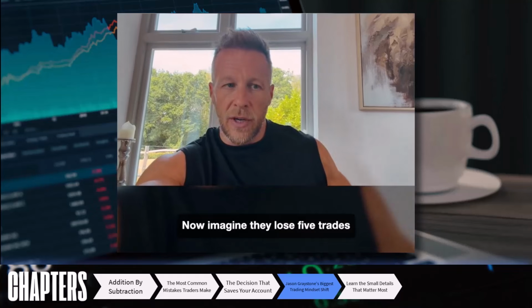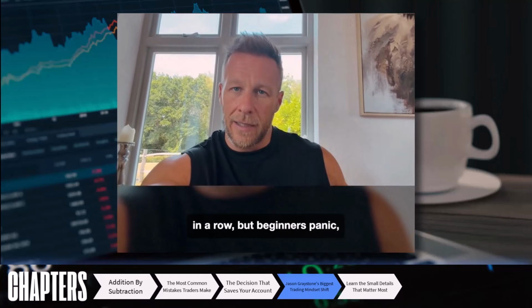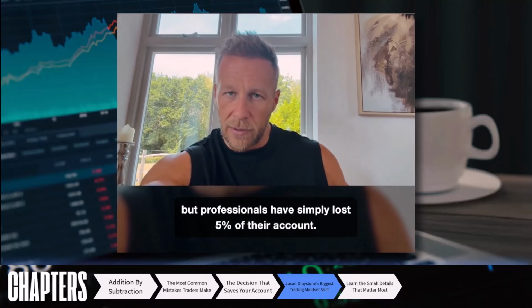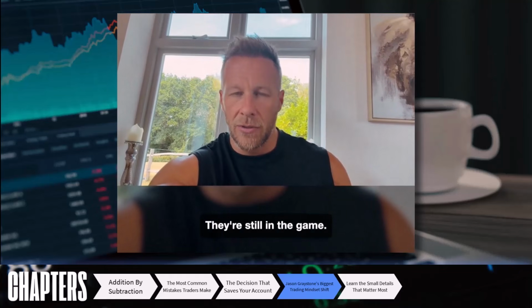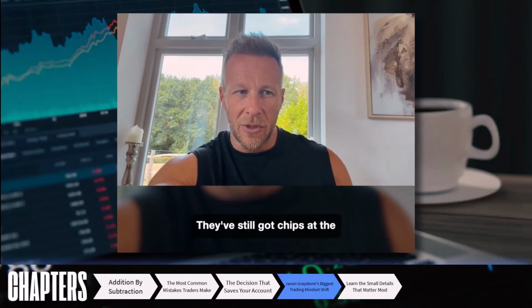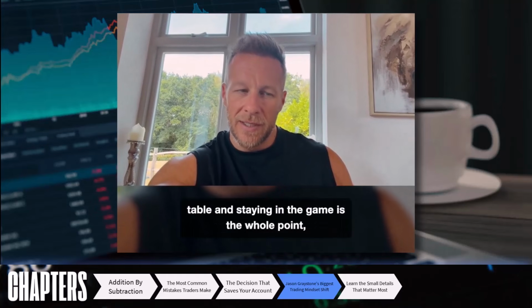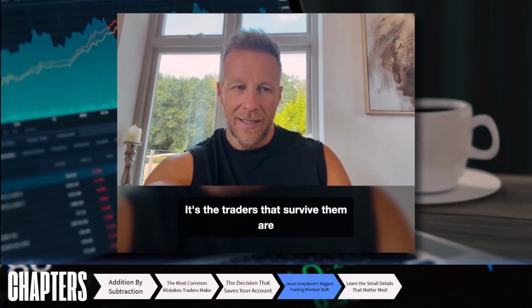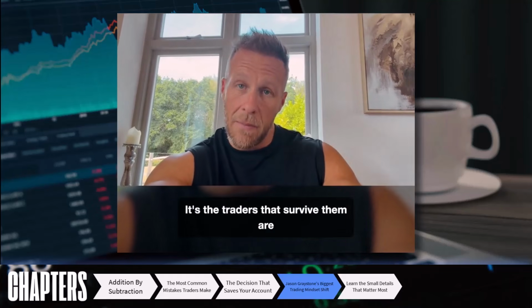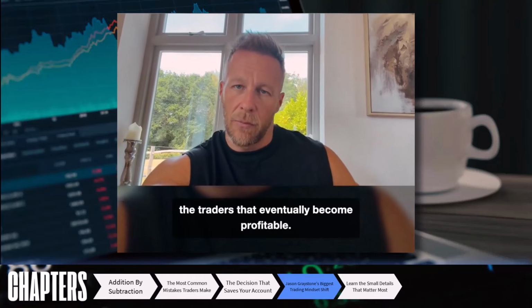Now imagine they lose 5 trades in a row. Beginners panic. But professionals, they've simply lost 5% of their account. Is it annoying? Yes. Is it catastrophic? Not even close. They're still in the game. They've still got chips at the table. And staying in the game is the whole point, because every strategy has losing streaks. It's the traders that survive them that eventually become profitable.